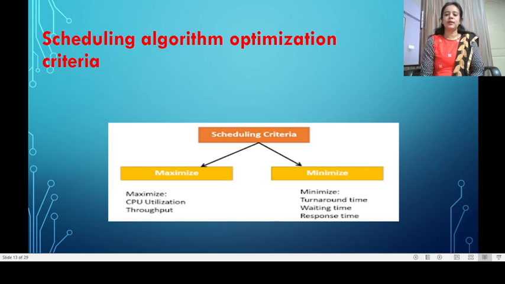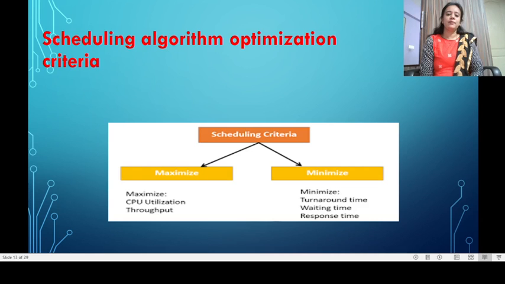And what are the things we have to minimize? Turnaround time. Turnaround time is nothing but the time taken by the process to complete its execution. Always the turnaround time should be less. Waiting time means how much time the process spends waiting for any kind of resources or waiting for the CPU for execution. The waiting time should always be minimum. And response time is when the process requests any of the resources, the first response given at that time. That response time should be minimum.